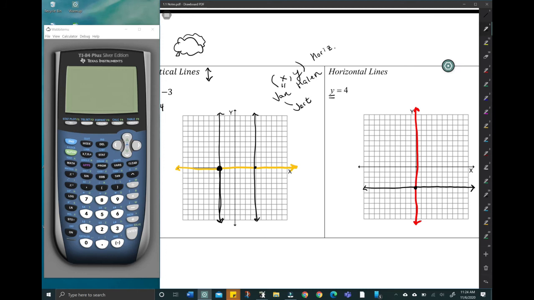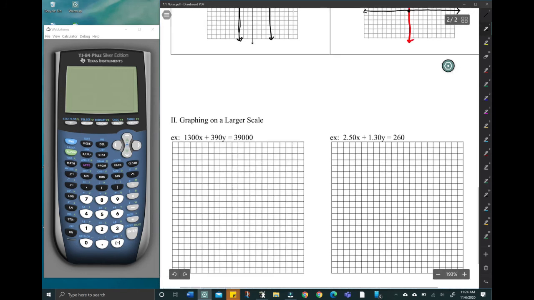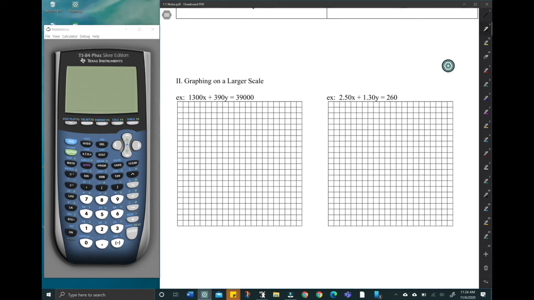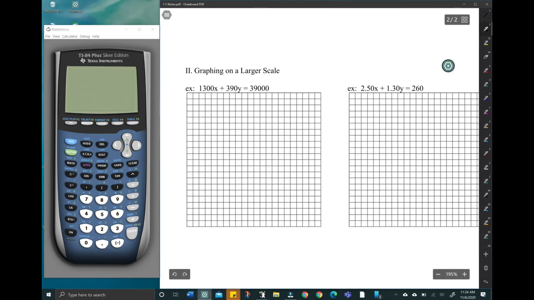Lastly is graphing on a larger scale. These are going to be great examples and great to use for application problems when those come into play. In the real world, you're dealing with some bigger numbers out there, not just 1s to 10. So you might see something like a standard form equation, 1300x plus 390y.